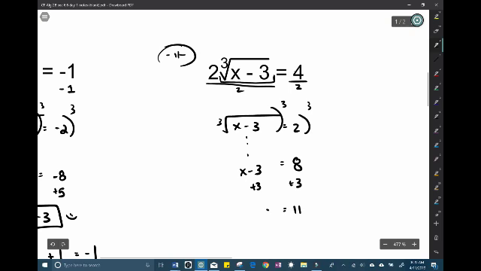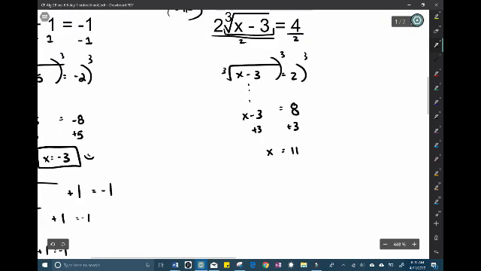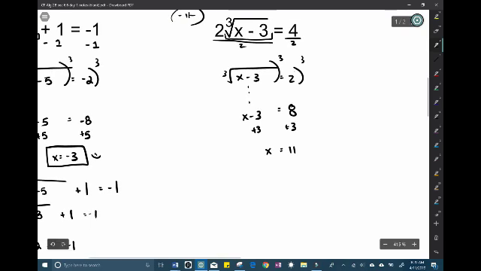11 is equal to x. We're not sure about it yet, so we won't box it off. So first we'll check to see if it works. 2 times the cubic root of 11 minus 3 equals 4. Cubic root of 8 equals 4.